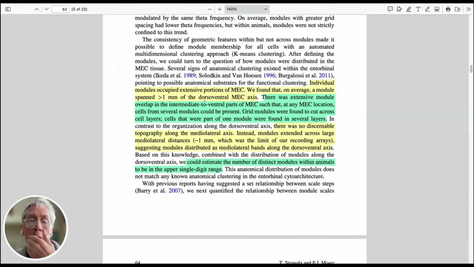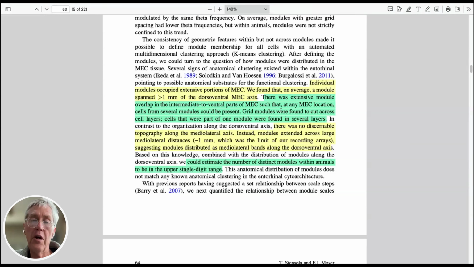So here in this first yellow highlight it says individual modules occupied extensive portions of the medial entorhinal cortex. We found on average a module span greater than 1 millimeter of the dorsal ventral axis. So they're actually greater than a millimeter in extension. I've shown it as a millimeter. Then the next green one says there was extensive module overlap in the intermediate to ventral parts of the MEC, such that at any MEC location, cells from several modules could be present.